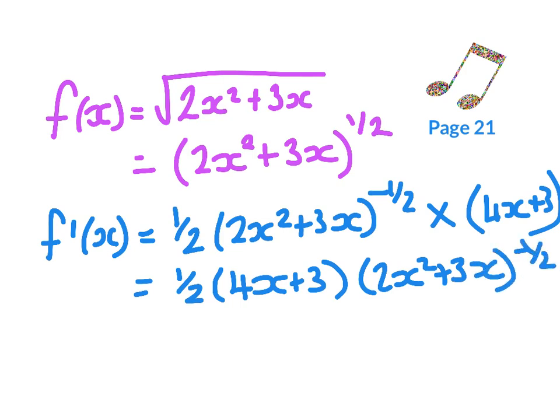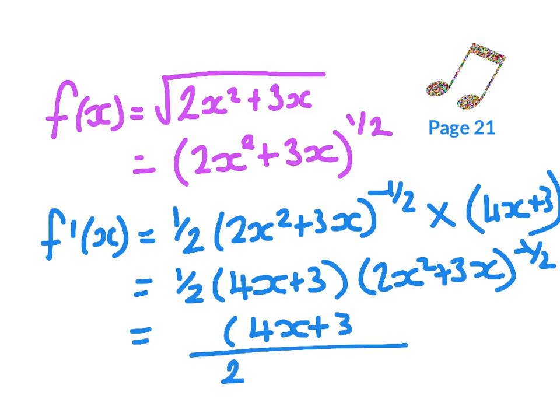I'm going to tidy up, I don't want that negative a half, fractional negative indices. The negative will tell me it's all going underneath, so it'll be beside the 2. The half tells me that it's a square root. This has a positive power of 1, so it's going to stay on the top. So I will have 4x plus 3 over 2 times the square root of 2x squared plus 3x.